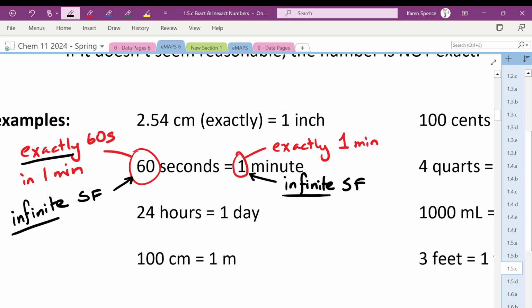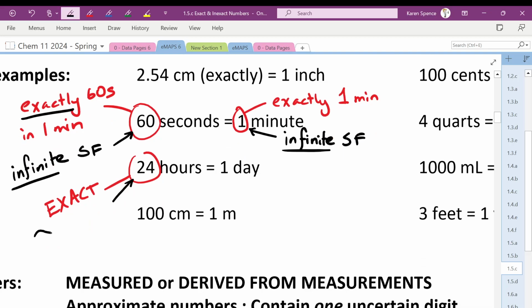In fact, we can go through all of these examples because they are things which have been defined. Somebody said, how many hours are in a day? There are 24. We have defined 24 hours as being 1 day. So we can say 24 is exact. And therefore, if you want to use that fancy little symbol, you can say it has infinite sig figs.